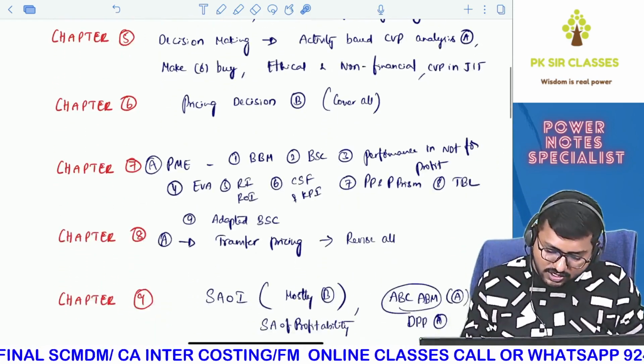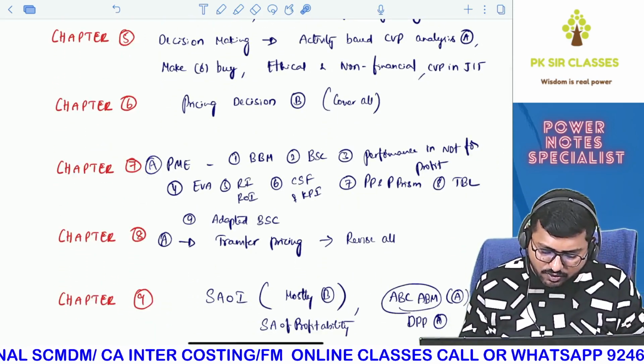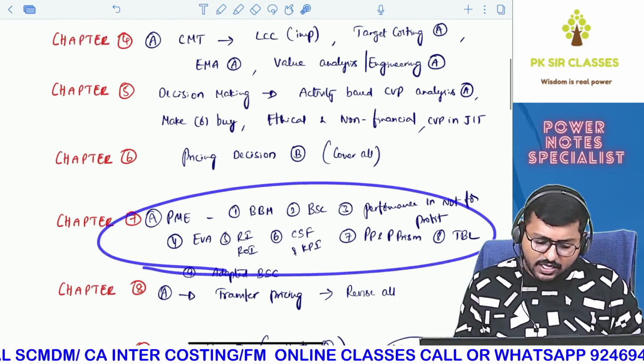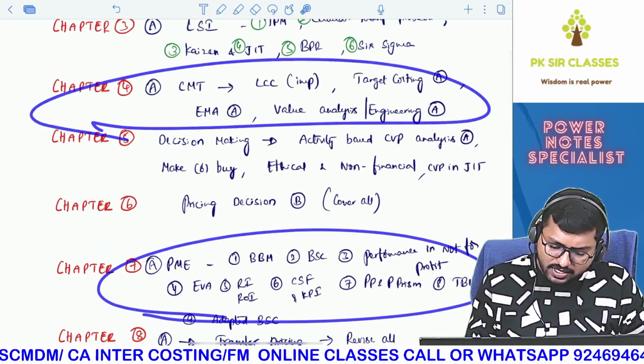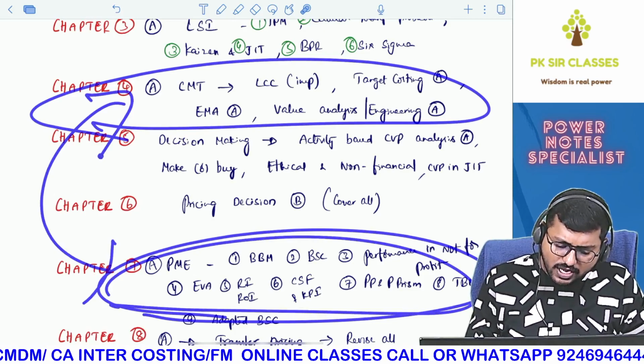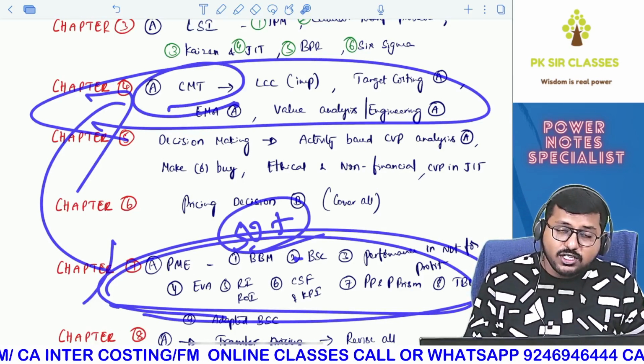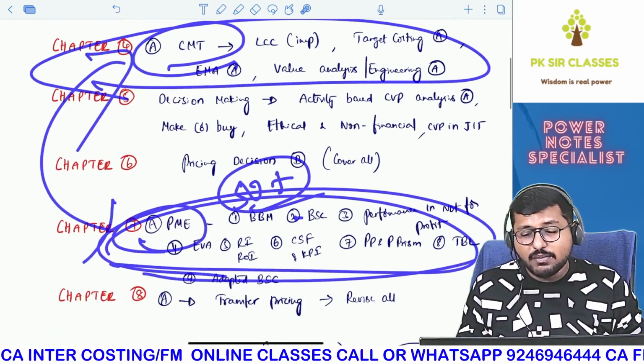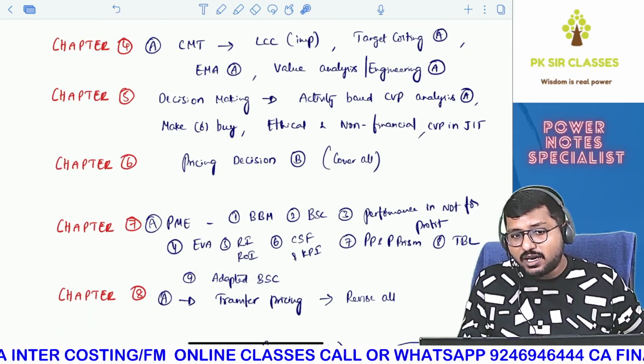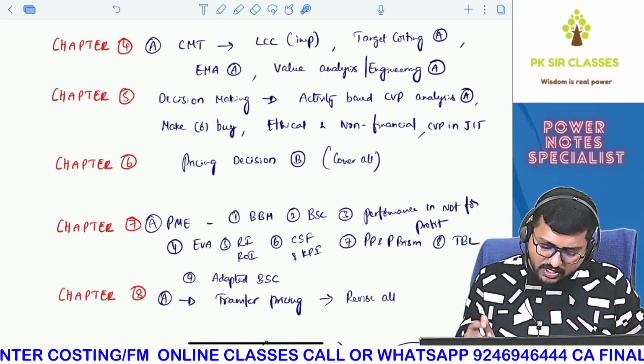Okay, next, chapter 7, of course the most important chapter, PME. There are two chapters that are most important for you, CMT and PME. These chapters on an average will get you 50 plus marks. Keep that in mind. Cost and management techniques and PME, these two chapters on an average will give you 50 plus marks in the examination. So it's very important. Keep that in mind.